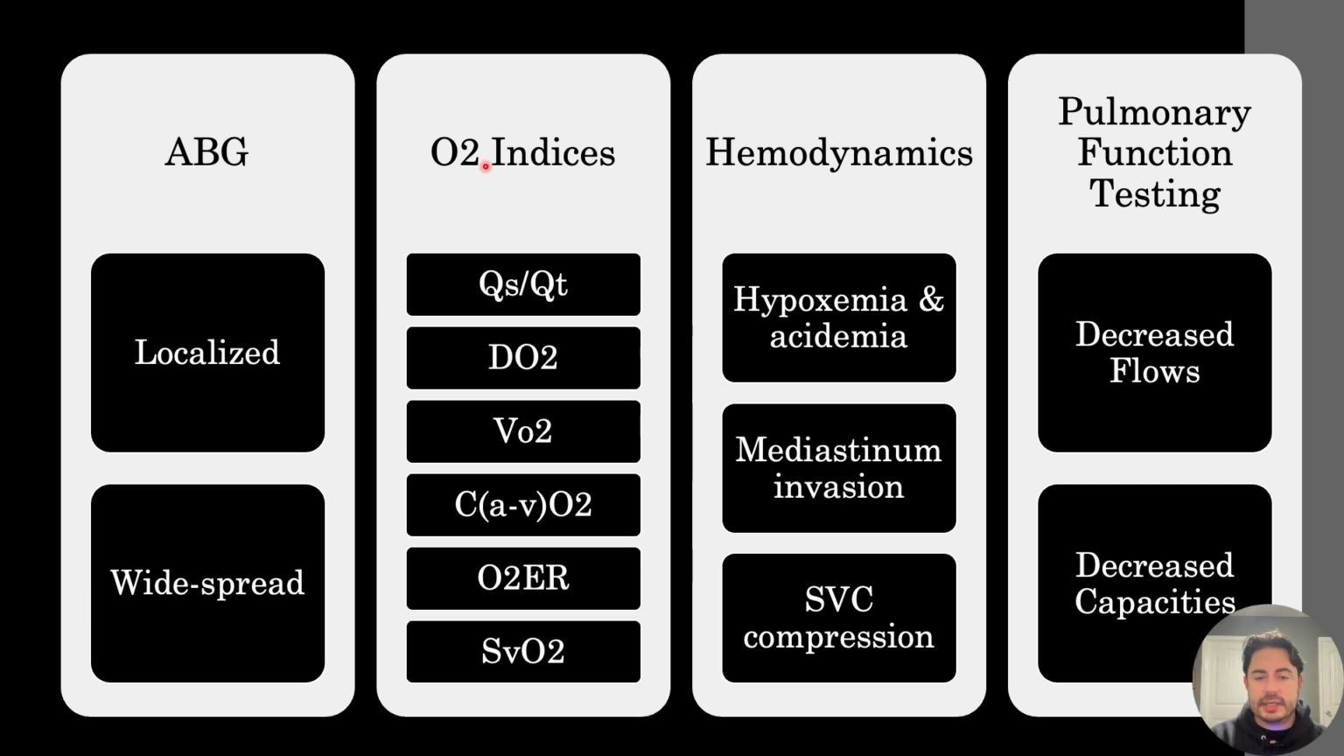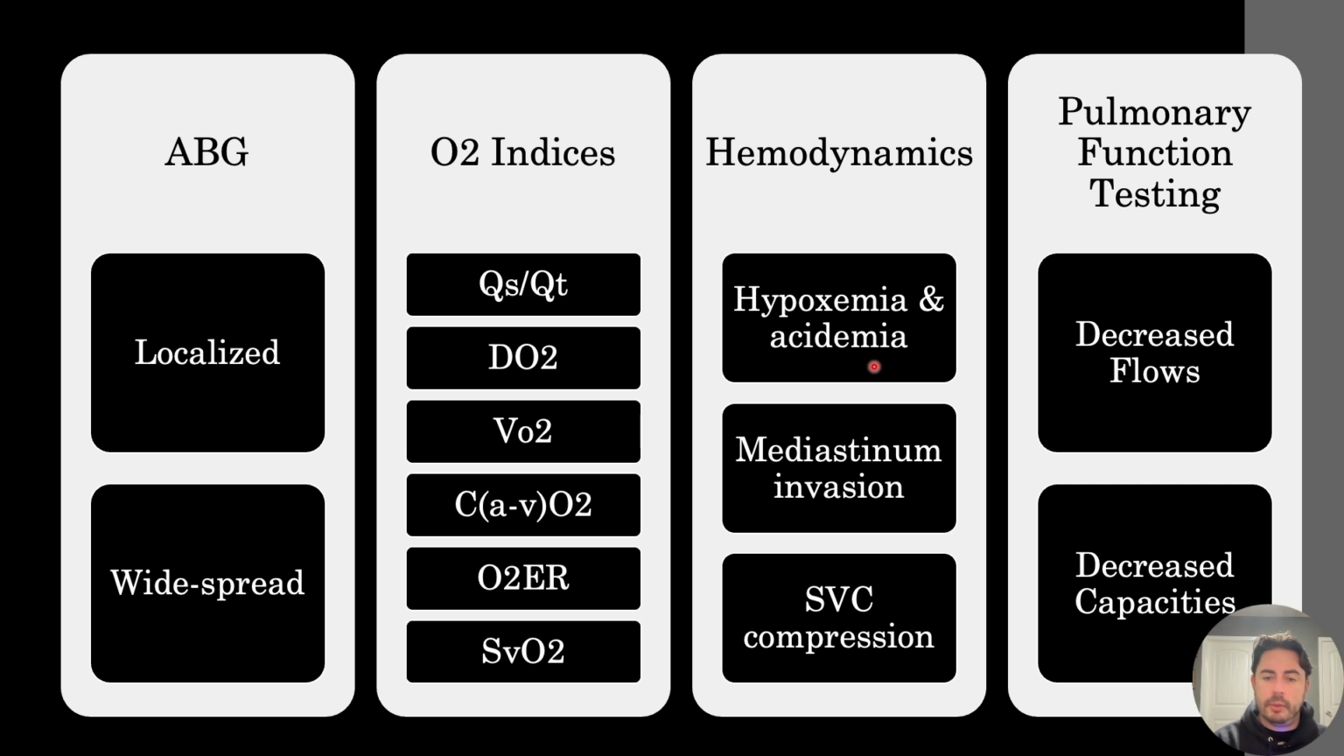Your oxygen indices, how is this going to impact your shunt? How is it going to impact your delivery of oxygen? How is it going to impact your oxygen consumption? The difference between your arterial and venous oxygen, the exchange ratio, and what's going to be left over at the end. When you look at these patients, they're going to end up with hypoxemia and acidemia. They're going to be hypercarbic, so that's going to increase your PVR. All of that's going to increase all of the pressures on the right.